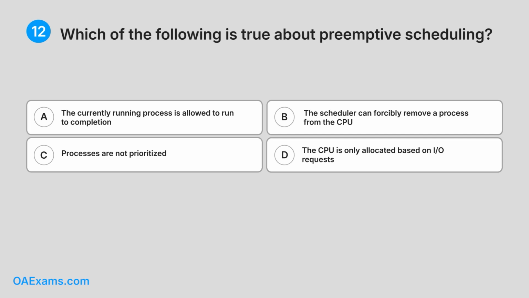A. The currently running process is allowed to run to completion. B. The scheduler can forcibly remove a process from the CPU. C. Processes are not prioritized. D. The CPU is only allocated based on I/O requests. Do you know the answer?